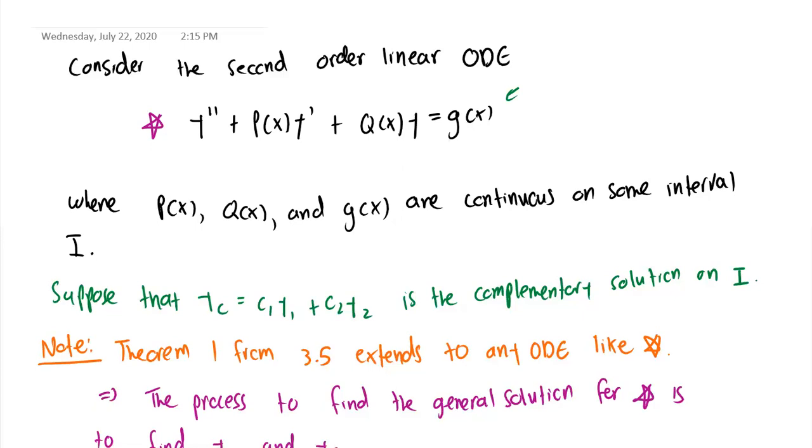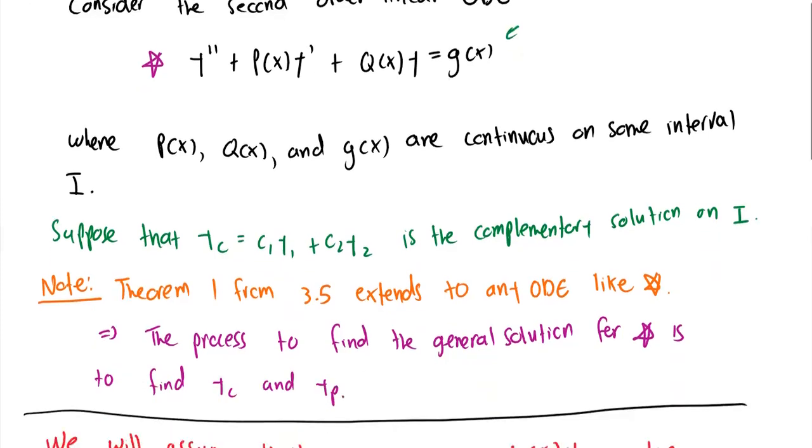We find the complementary solution, the solution to the homogeneous case. Again, it's a second order ODE, so we're going to need two solutions, because that's the fundamental set of solutions. Then we have to find a particular solution that satisfies this original ODE. Okay? So keep that as a note.